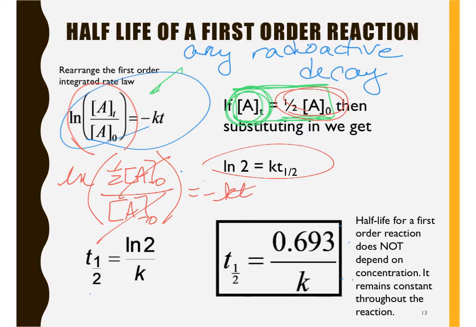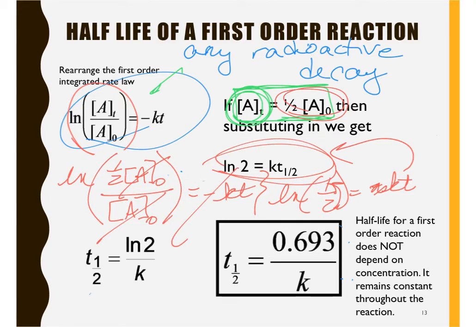And so now if we were to rewrite it, natural log of 1/2 equals minus kt, and you can flip that, get rid of the negative sign and flip this over, and that's where we get it from.